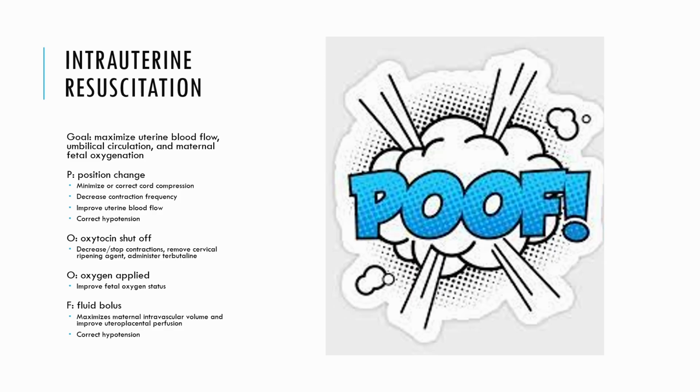And then the last thing is F for fluid bolus. This maximizes the volume that mom has within her blood vessels and it helps improve the perfusion to the uterus and the placenta. It can also correct hypotension. So those are your POOF resuscitation measures that you can do for heart tone issues.